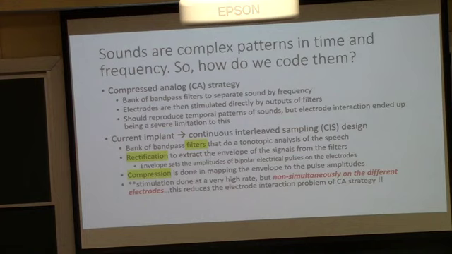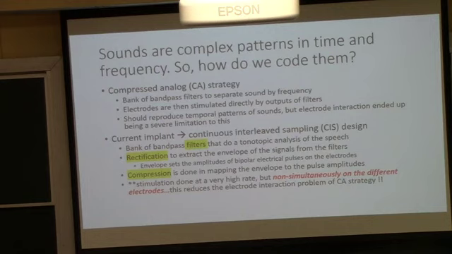It's not as important as the current implant, which is the continuous interleaved sampling system. Basically it has a bank of bandpass filters to do a tonotopic analysis of the speech. And it has a rectification to extract the envelope of the signals from the filters. Again, that's what we talked about with the envelope being enough for them to, I guess, somewhat perceive speech. And then compression is done in mapping the envelope to the pulse amplitudes.